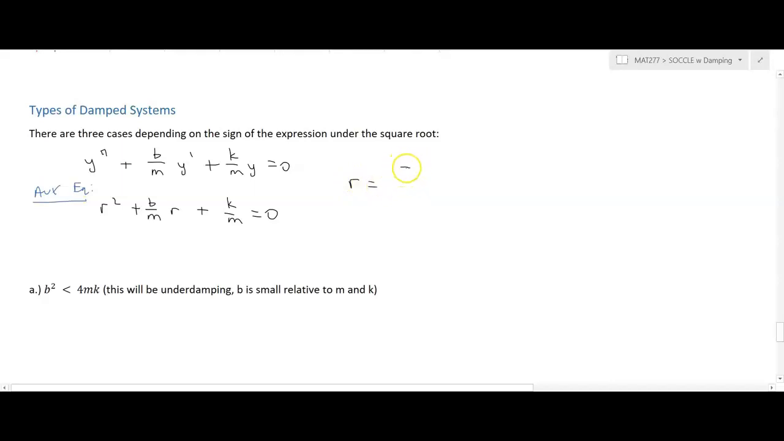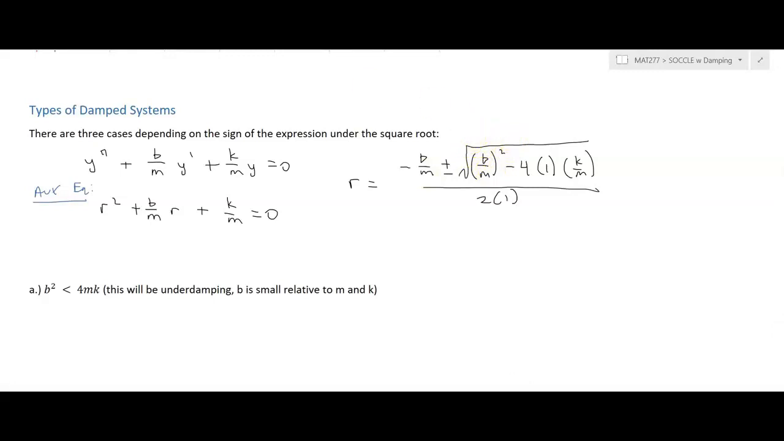Now that's going to be negative of the b value, which is b over m, plus or minus the square root of the b value squared, so that's b over m quantity squared, minus 4 times a times c, all over 2a. The number of roots is really what we're after here. The way we determine the number of roots is by what we call the discriminant. This quantity under the radical is called the discriminant.